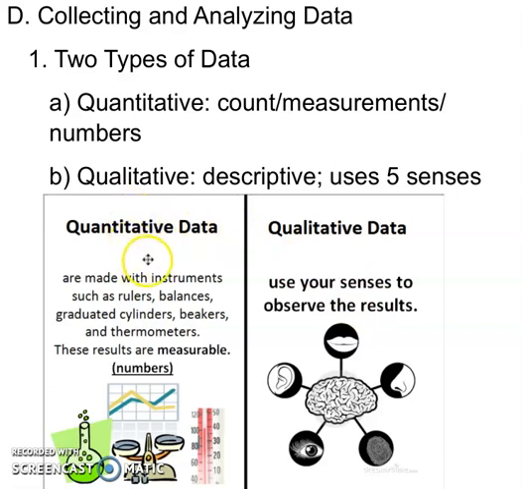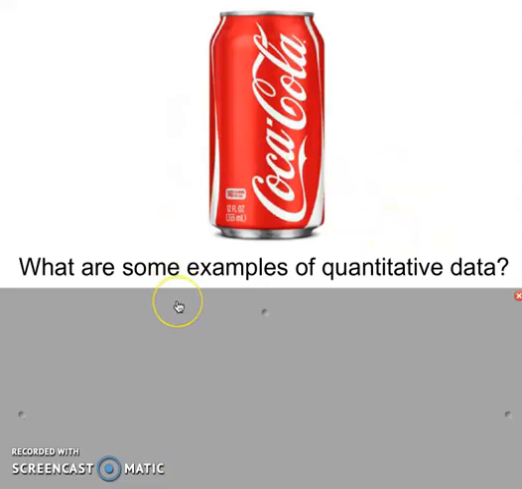We want to lean towards quantitative data, okay, so we can do statistical analysis. This is just extra stuff, and I mean, yes, it's good, but you don't want to base your experiment solely on qualitative data. So here I have a can of Coke.